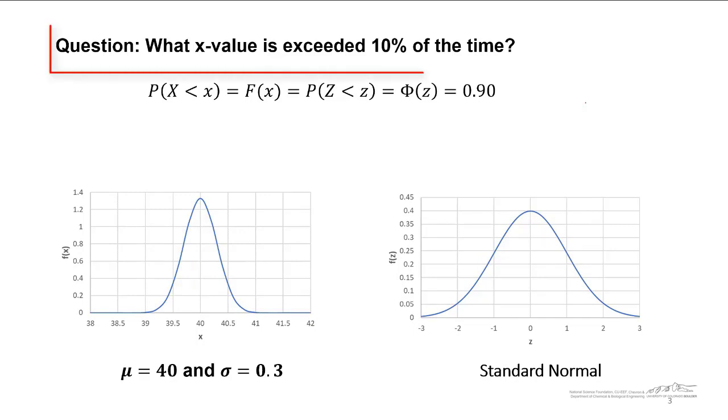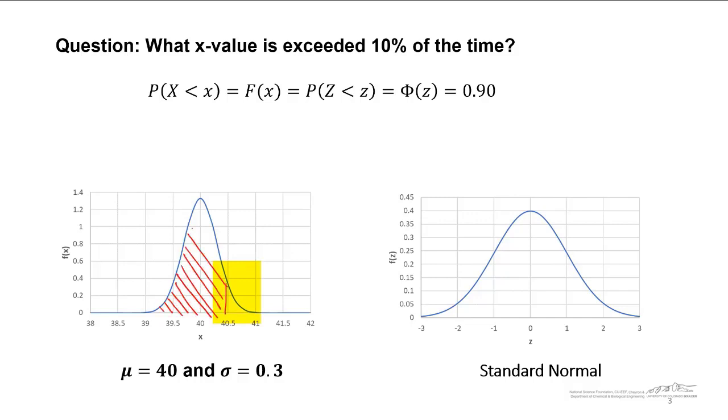For example, what x value, so we're asking for the x value, not the probability, is exceeded 10% of the time? Again, we're using this randomly distributed variable with mean 40, sigma equal 0.3. We're trying to find what value is exceeded 10% of the time, which really means that 90% of the time, the probability is 0.90, that we are up to that value. So that's what we're trying to find.